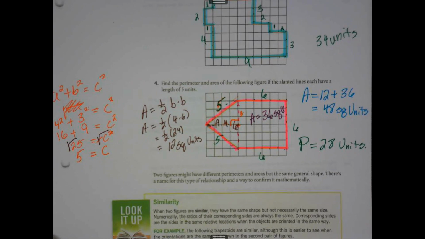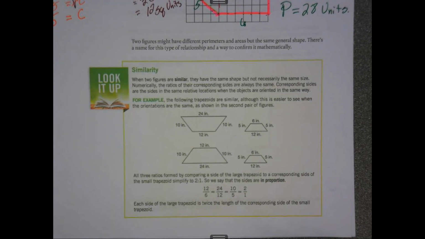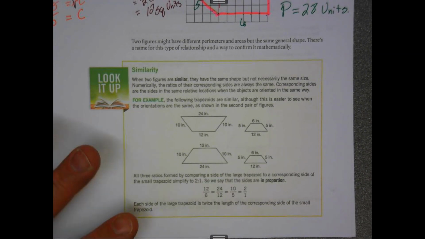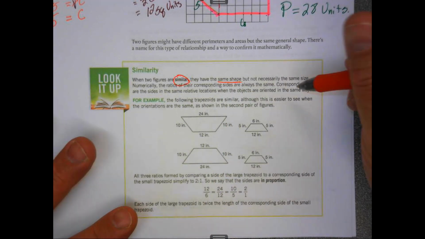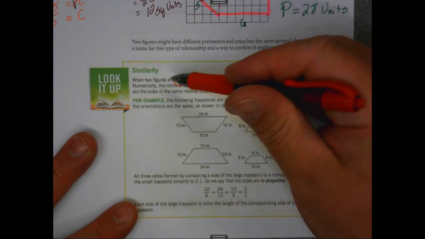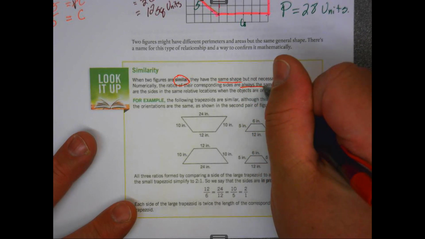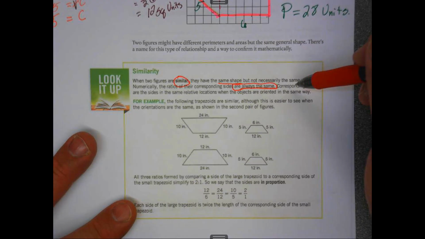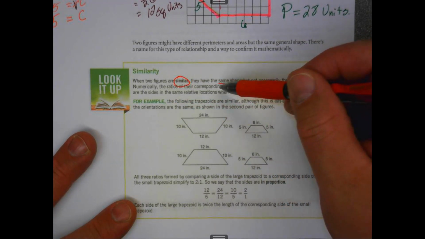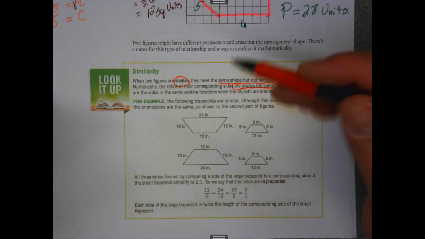Now let's talk a little bit about similarity. Okay, similarity. When two figures are similar, they have the same shape, but not necessarily the same size. The ratios of their corresponding sides are always the same. Corresponding sides are in the same relative locations when the objects are orientated in the same way. In other words, they match up.